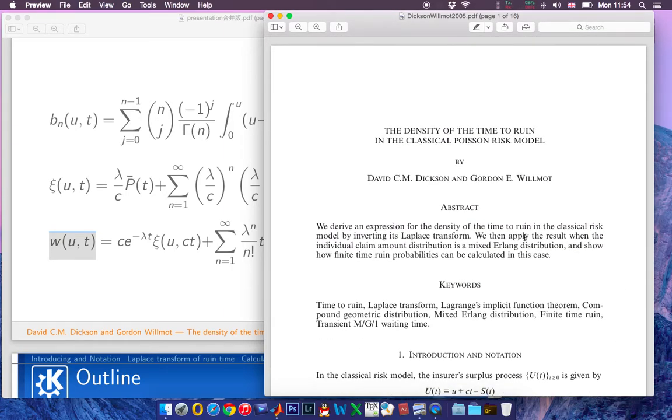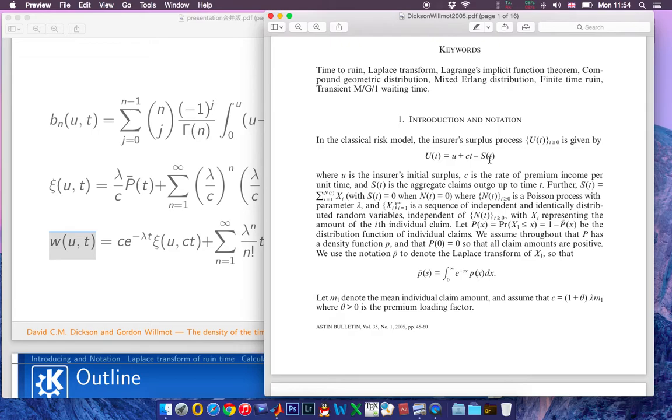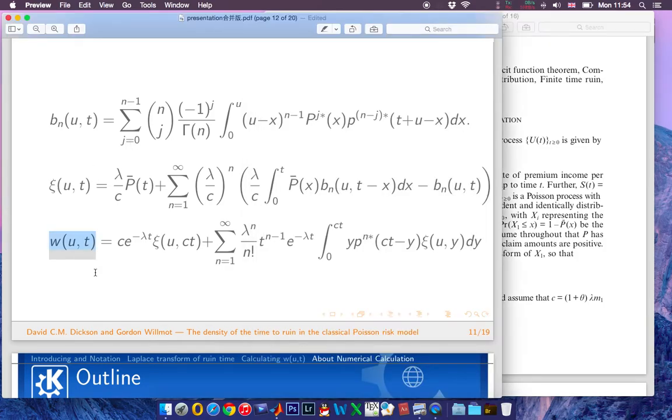The title of the paper is "The Density of Time to Ruin in the Classical Poisson Risk Model". The model and the algorithm itself are built on the classical risk model, where your surplus process can be described as your initial capital plus the premium rate times time t minus the aggregation of your claims. We managed to summarize this paper into three equations, as you can see.